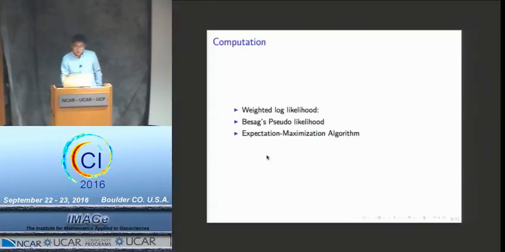There are some difficulties in the computation. For example, we need to incorporate the multi-resolution of the precipitation data, and there's also no analytic form of the joint likelihood because of the Markov random field model. So we use weighted likelihood, assigning weights to each curve, and we also use pseudo likelihood.